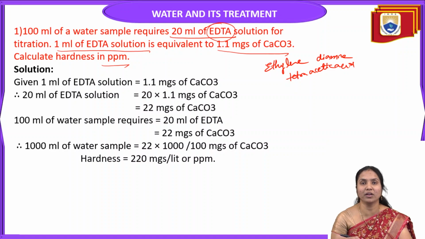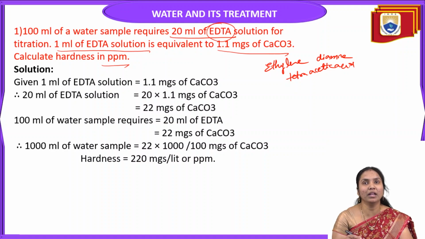Generally in water, which type of hardness causing ions are present? Calcium and magnesium ions, as bicarbonates, chlorides, sulfates and nitrates. When we add EDTA, it forms complexes with these hardness causing ions of calcium and magnesium, such as carbonates, bicarbonates, chlorides and sulfates. How much hardness is present in that water can be estimated by using EDTA. It acts as a complexing agent, so this method is also called the complexometric method or EDTA method.